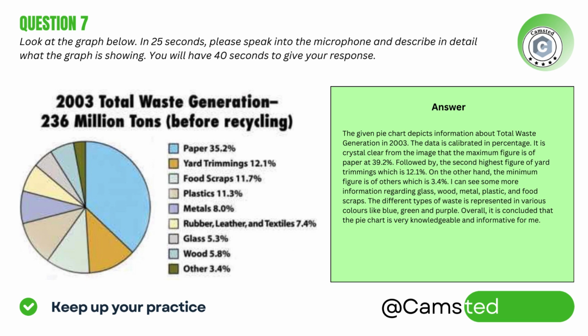I can see some more information regarding glass, wood, metal, plastic, and food scraps. The different types of waste are represented in various colors like blue, green, and purple. Overall, it is concluded that the pie chart is very knowledgeable and informative for me.